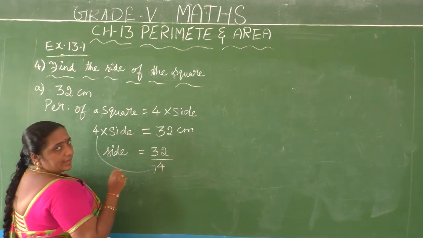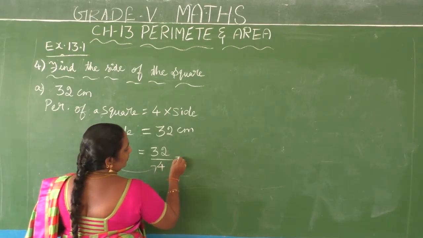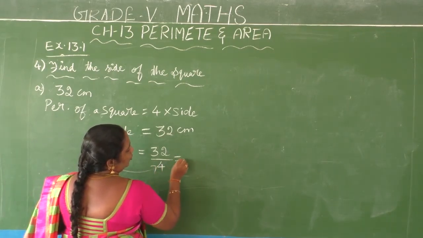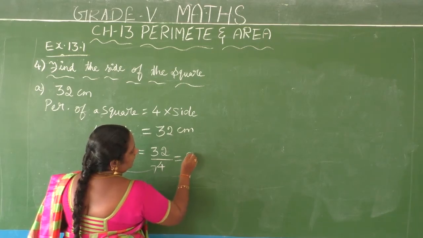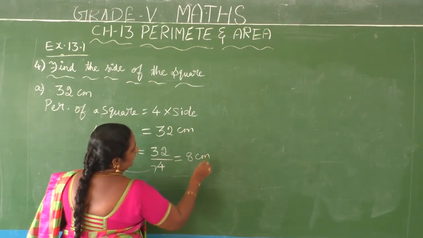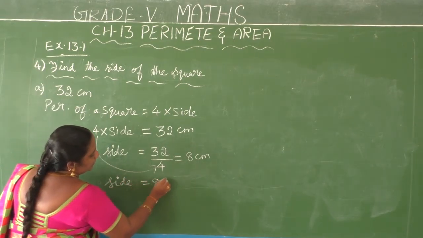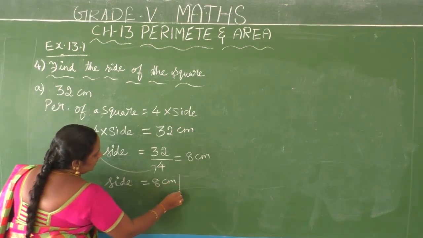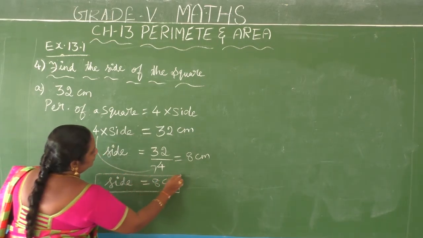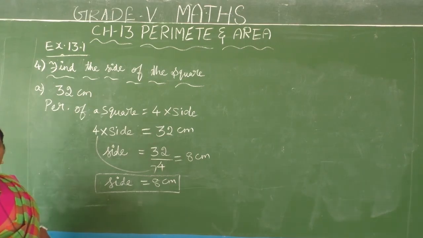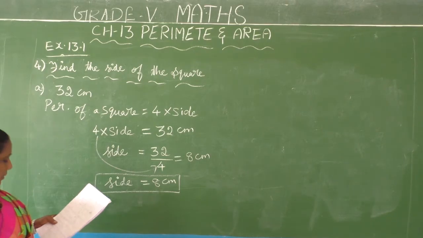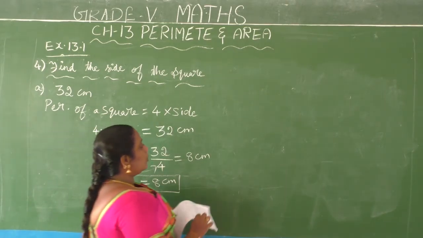How many 4s are there in 32? 8 4s are 32. That means 8 only, 8 centimeter. So side of the square equal to 8 centimeter. Now we find out the side. That's all. Very easy, na? Do you understand? Then I work out the E1, E sum.